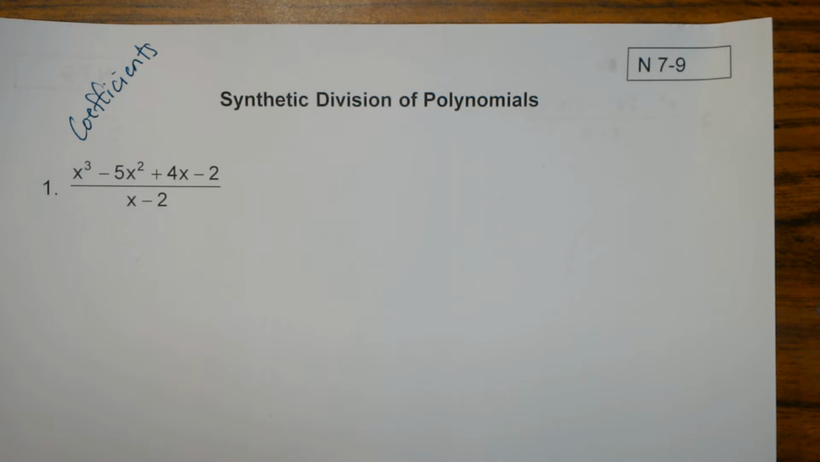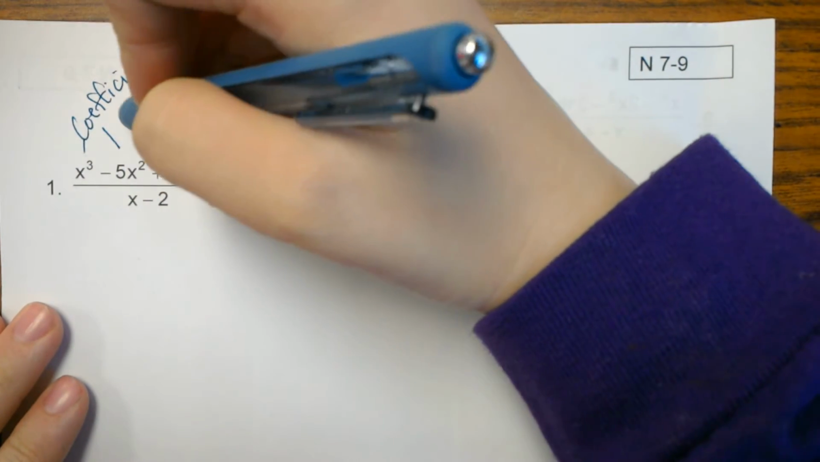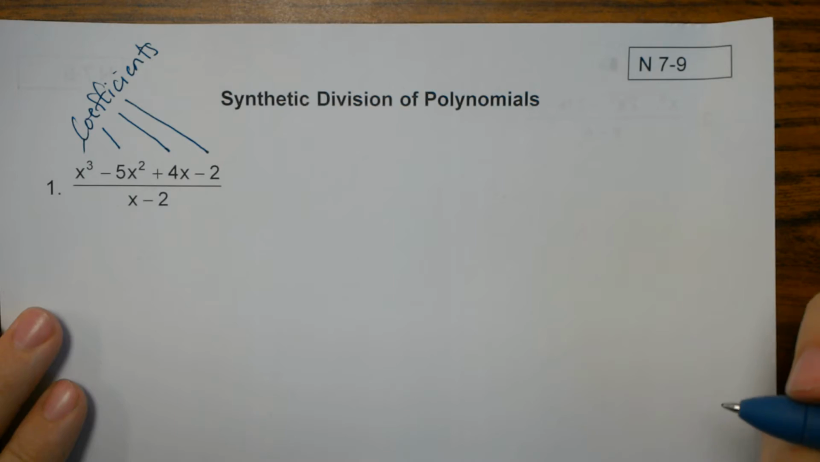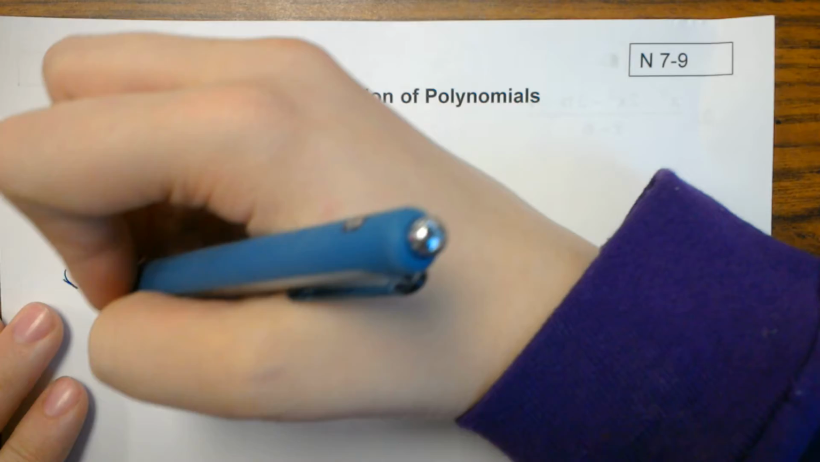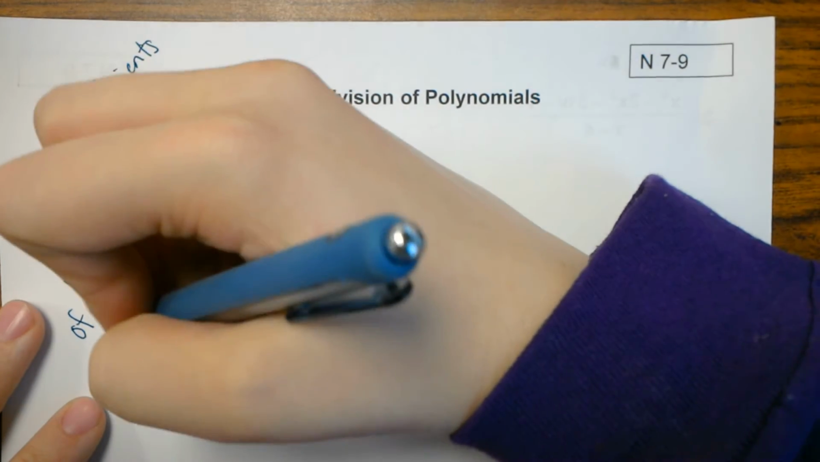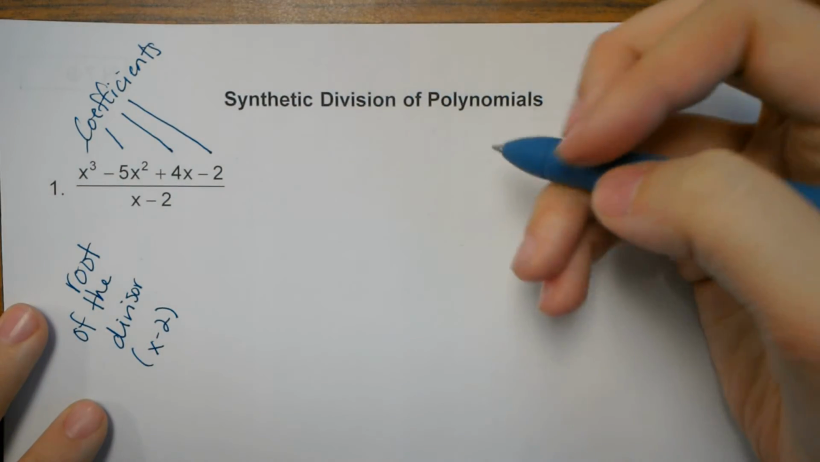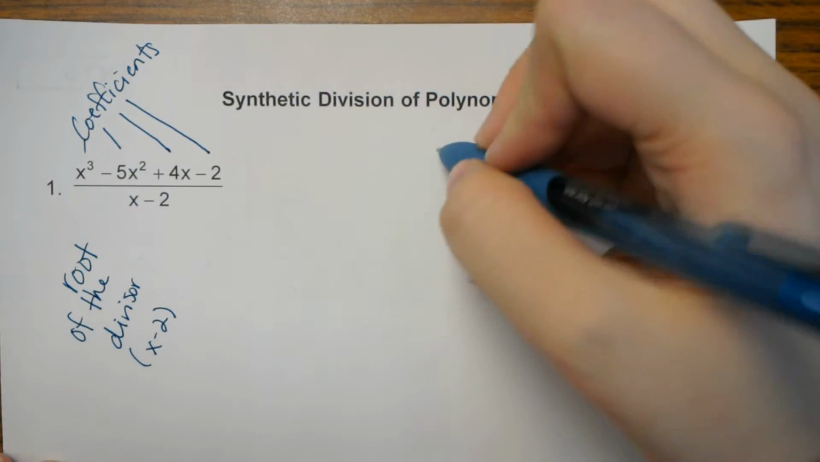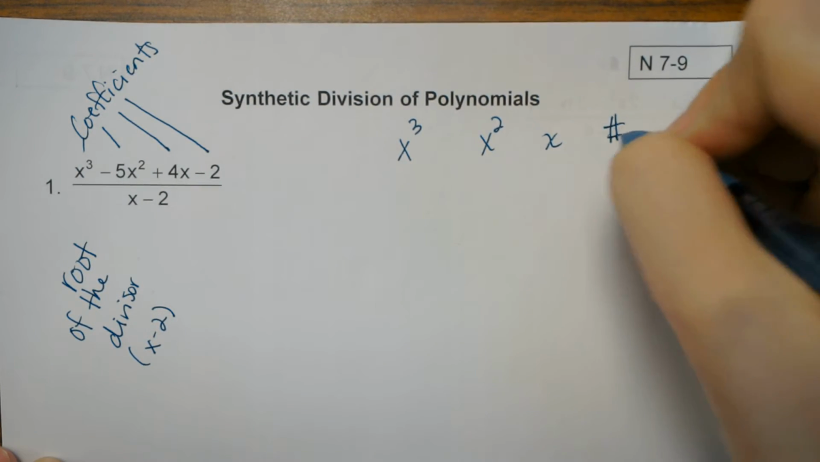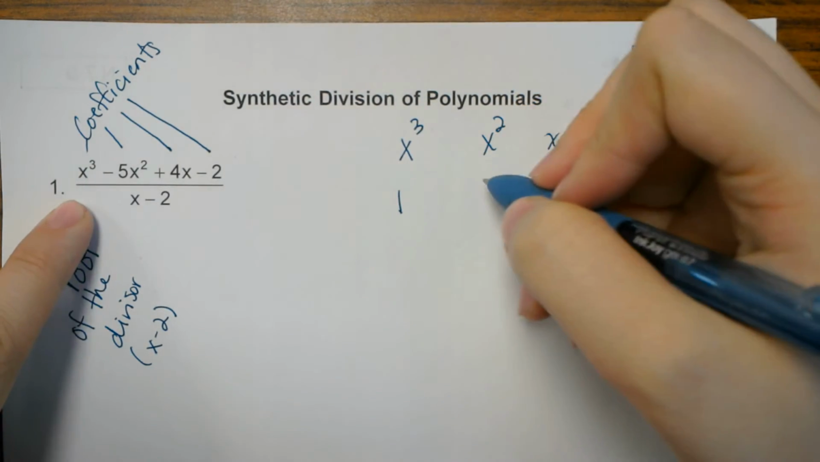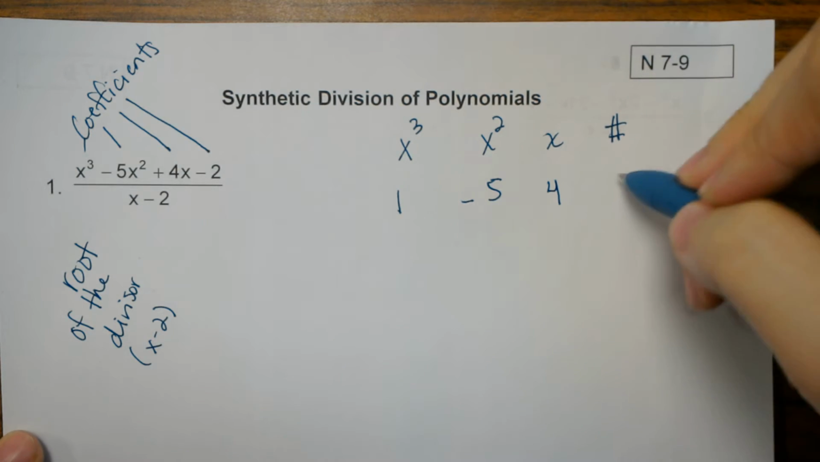So we're looking at synthetic division. With synthetic division, we compare the coefficients of our polynomial with the root of the divisor. So our coefficients, we take them off, like x cubed, our x squared term, our x term, and our number term. So that's a 1, -5, 4, and -2.